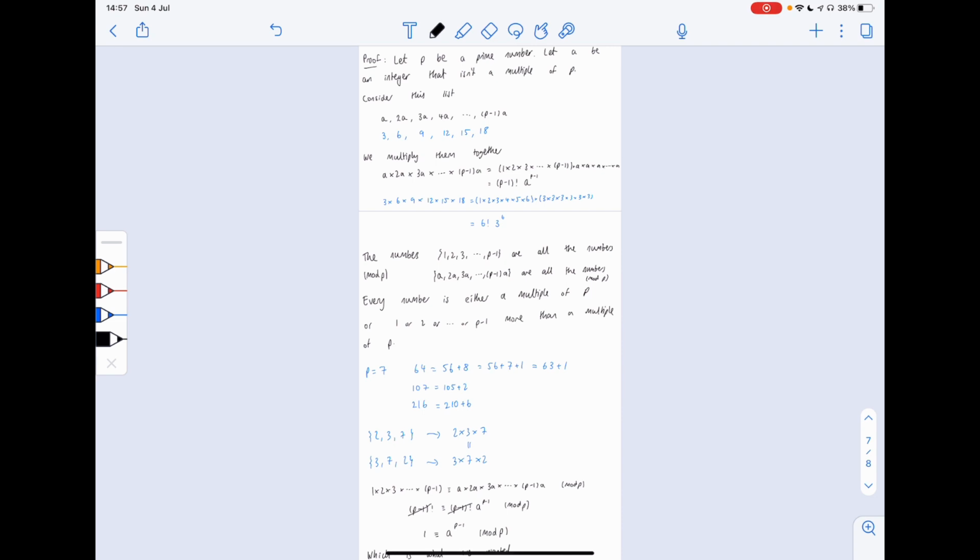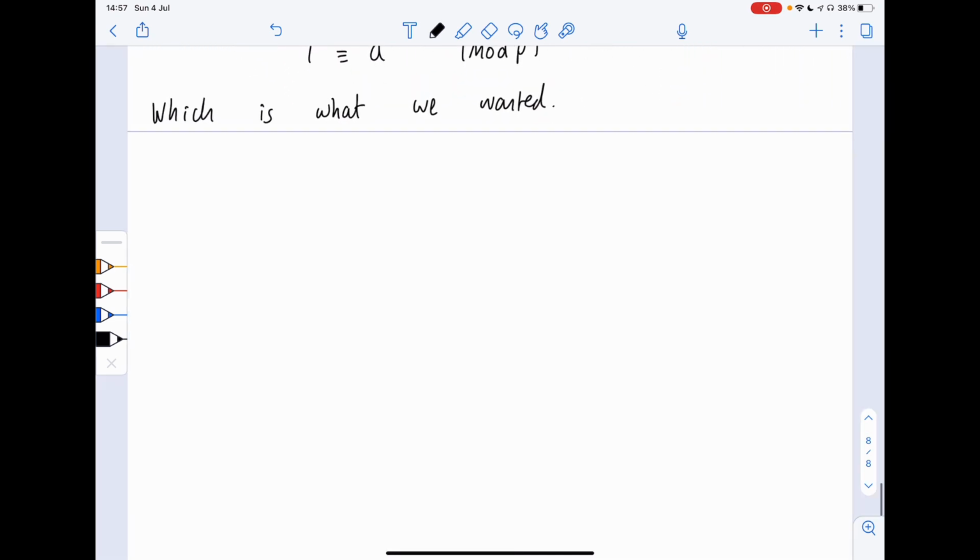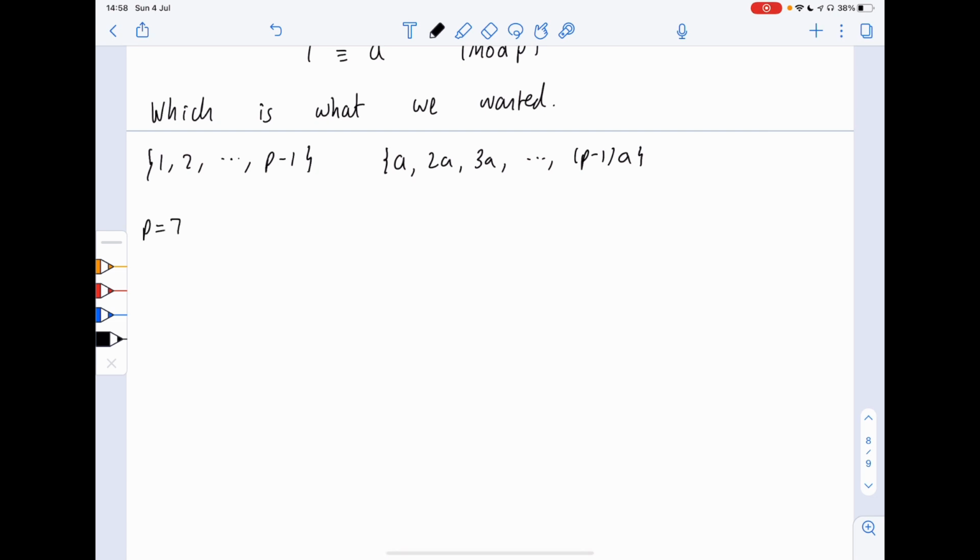So with p is 7, we want to show that the list 1, 2, up to p minus 1 is the same as the list a, 2a, 3a, up to (p minus 1)a, mod p. So let's just write out the first list. If p is 7, the first list is 1, 2, 3, 4, 5, 6. Right, that's the easier list to deal with.